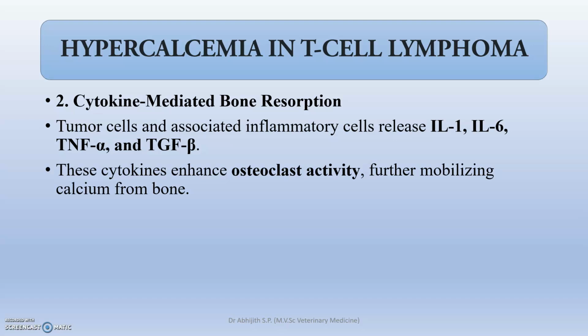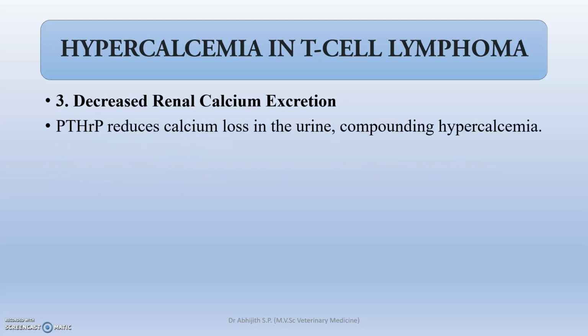The next thing is that the tumor cells and associated inflammatory cells release IL-1, IL-6, TNF alpha, and TGF beta. These can also induce osteoclastic activity along with PTHrP. The next one is decreased renal excretion, which is again another feature of PTHrP.